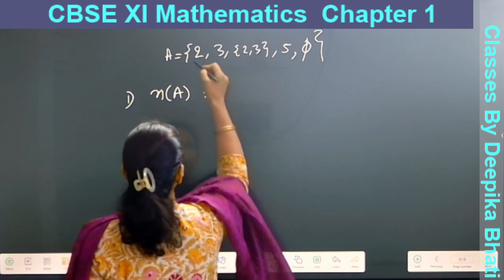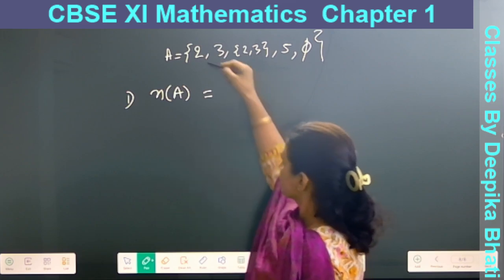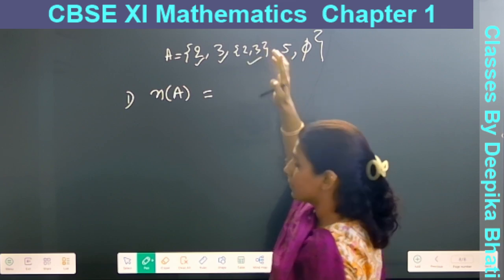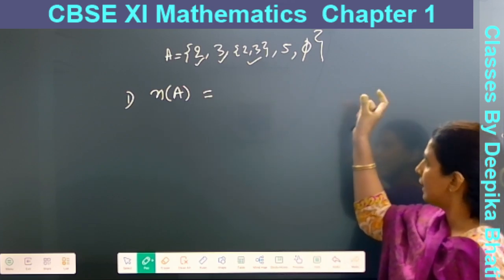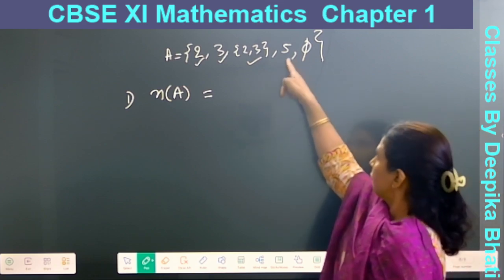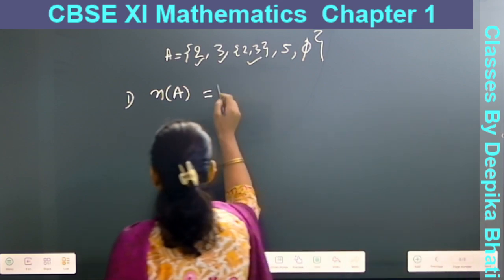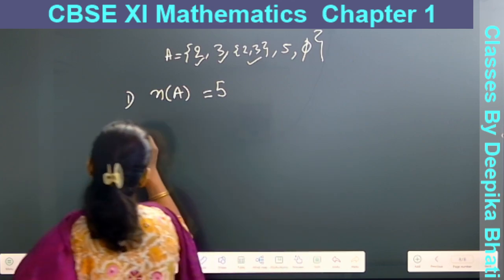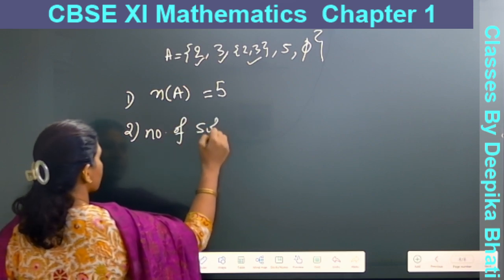5 is the correct answer, because the elements are basically those which are separated by commas. So this is the first element, this is the second element, and the set {2, 3}, as I just said, a set can also be an element in a set. So the set {2, 3} is an element, 5 is an element, and the empty set is also an element of this set. So 5 elements in total we have. Second question says: number of subsets.